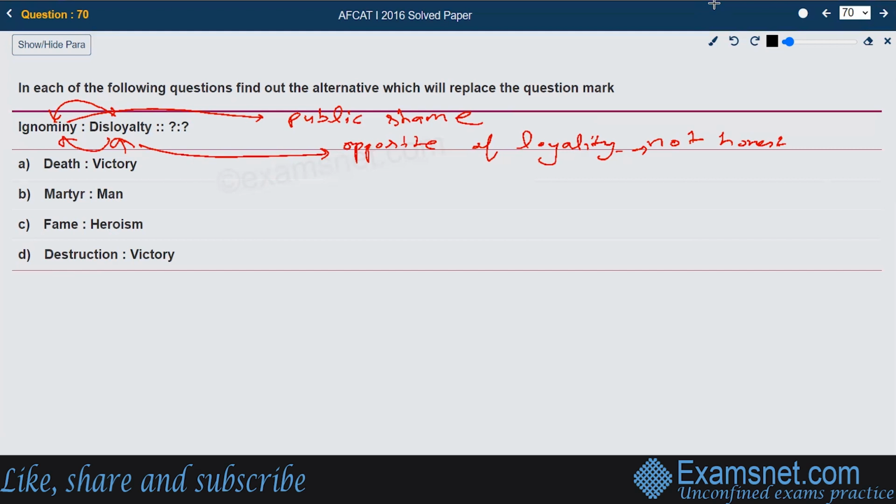Let us see the options. The first is victory and death. There should not be any connection. Martyr and man, there should not be any connection like that. Heroism and fame, this seems to be right. Let us have the last option as well. Destruction and victory. So victory and destruction have no connection. So the right answer becomes fame and heroism, because heroism gives you fame. If you become a hero, if you become famous, you already start getting fame. So heroism causes fame. So that should be the right answer, option C.